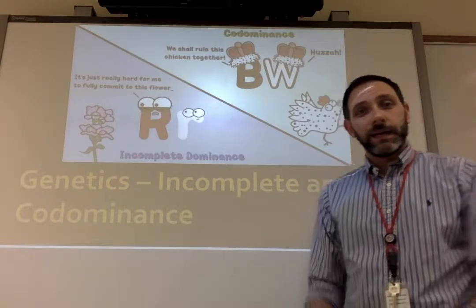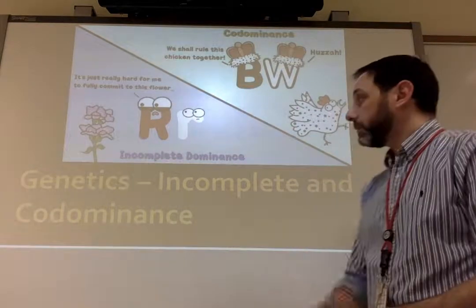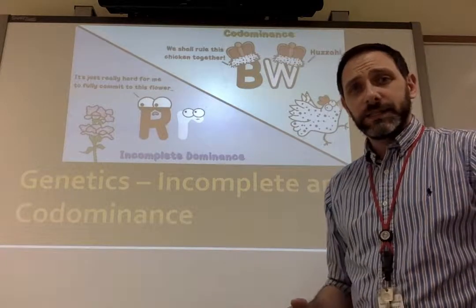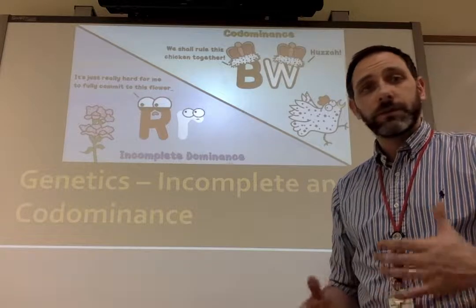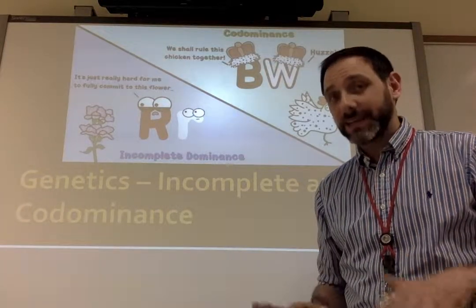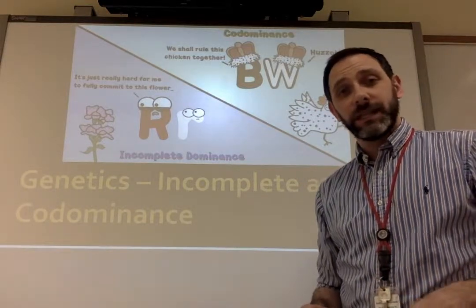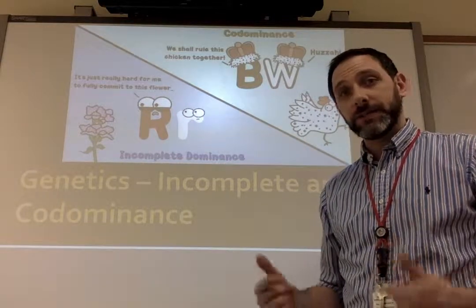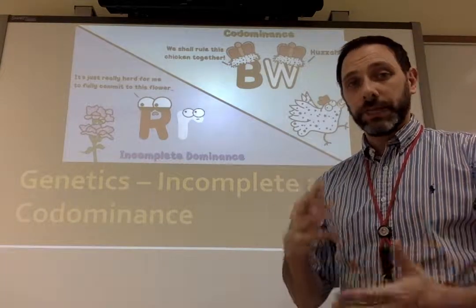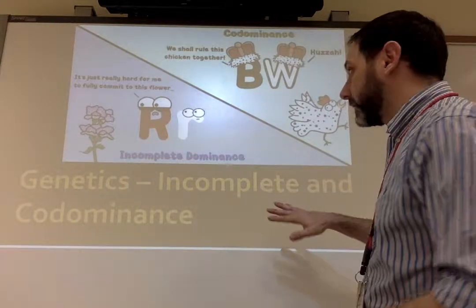Okay, hi guys. So this next tutorial is going to be about incomplete dominance. And incomplete dominance is really not that bad. If you understand regular Punnett squares, it's the same exact thing. The only difference is if we're dealing with a heterozygous trait, it's not going to be the dominant trait, it's going to be sort of a blending of the dominant and the recessive.